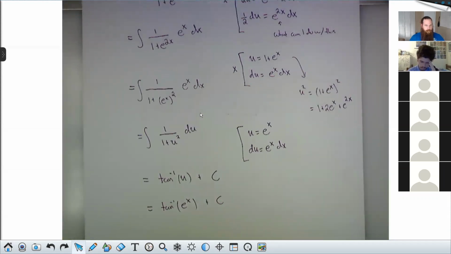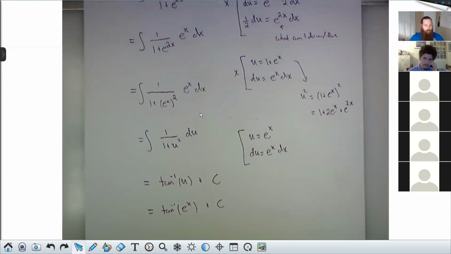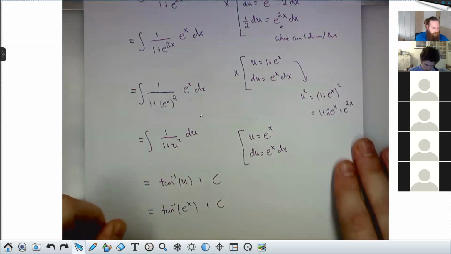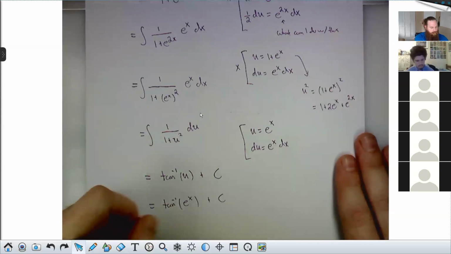Oh, here we go. That keeps most of it in frame. Now, a neat note, you can check these, right? You can always check your indefinite integrals by differentiating.